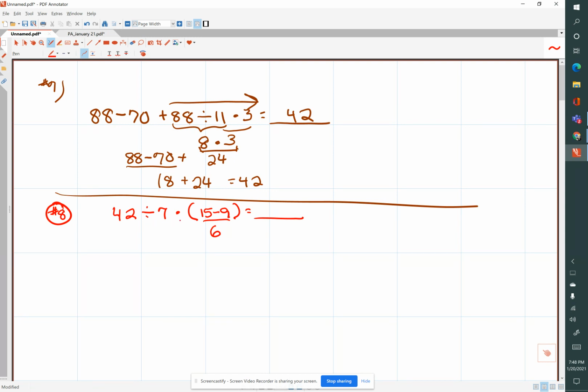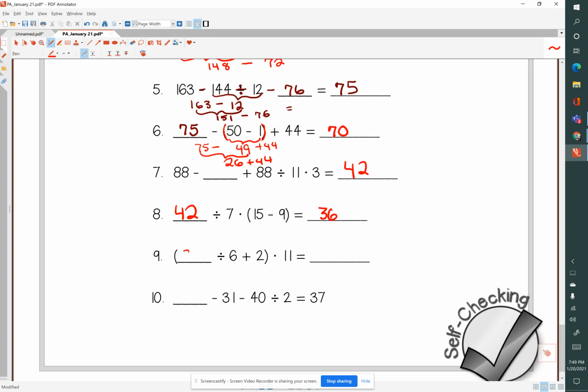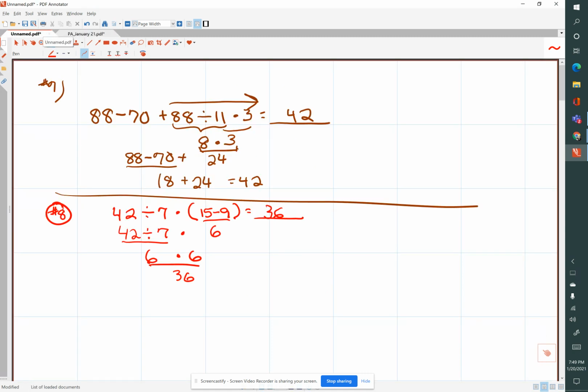Now I have division and multiplication. I have 42 divided by 7 times 6. I can just work from left to right. So 42 divided by 7 equals 6, and 6 times 6 equals 36. So that's number 8. And we'll go ahead and take that answer and put it on the next line. And again, let's rewrite this problem on our scrap paper so we can have more room to work.